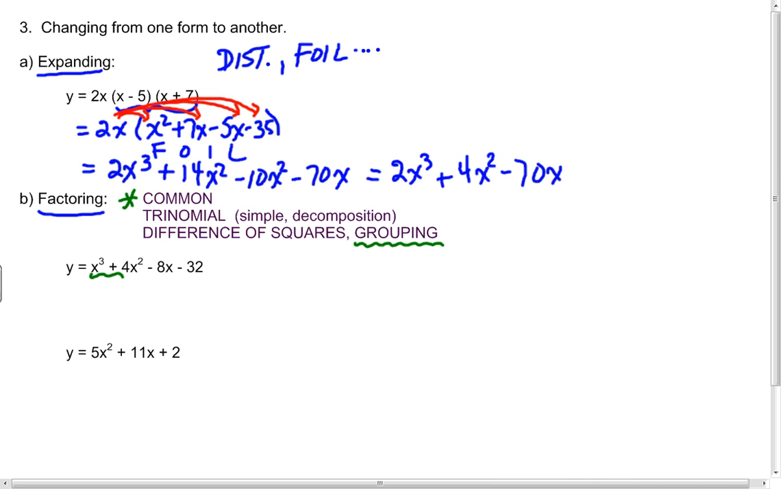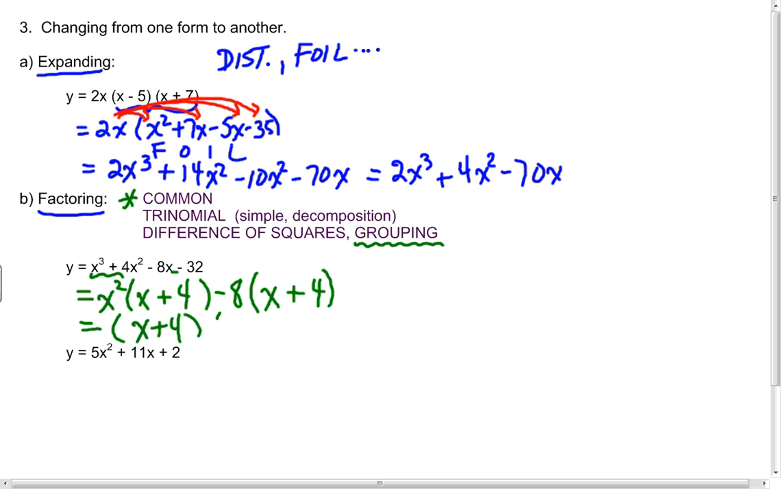Those two first, I would have a greatest common factor of x squared in brackets. X squared times I need another x, and I need a 4 to get those first two terms. For the second two, I'm going to take out a common factor of 8 and multiply that by x. I'm going to need a positive. Minus 8 times 4 gives me negative 32. Bingo. Final answer. One bracket has the common term of x plus 4. The second bracket has the leftovers. And there's nothing further that I can do with that one.